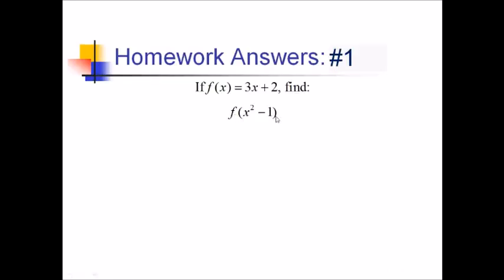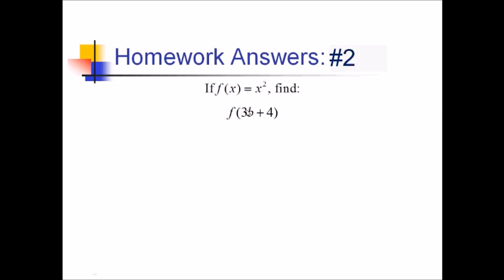For C now, we're doing f of x squared minus 1. Yes, you can replace x with another expression that has x in it. It's kind of weird and seems like it should be illegal, but it happens all the time. So this is going to be 3 parentheses x squared minus 1, all of that plus 2. This one we can simplify a little bit. So this will be 3x squared minus 3 plus 2. So 3x squared minus 1 when the dust settles.